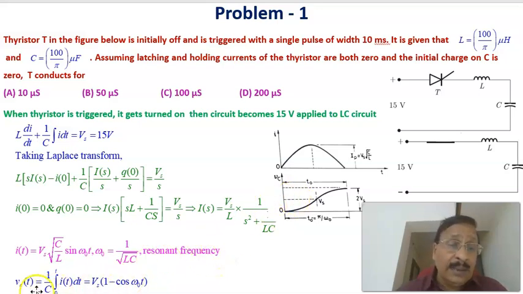Now we can also calculate the corresponding capacitor voltage, which is equal to 1 by C integral i dt, which is equal to Vs into (1 minus cos omega naught t). Again, omega naught is the resonant frequency, 1 by root of LC. Now to find the duration of conduction, this is the current waveform obeying this equation, and this is the voltage across the capacitor obeying this equation.